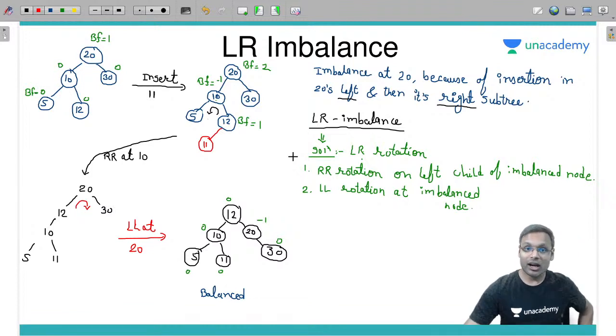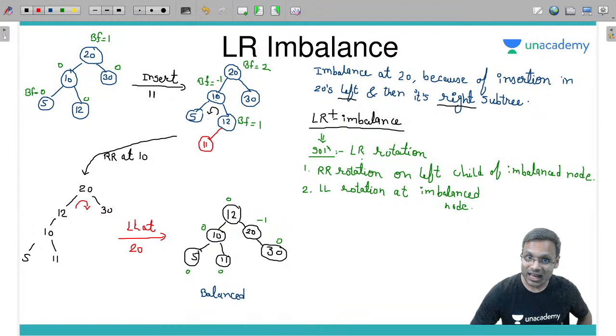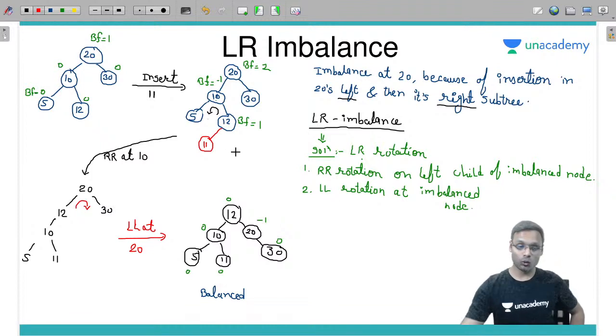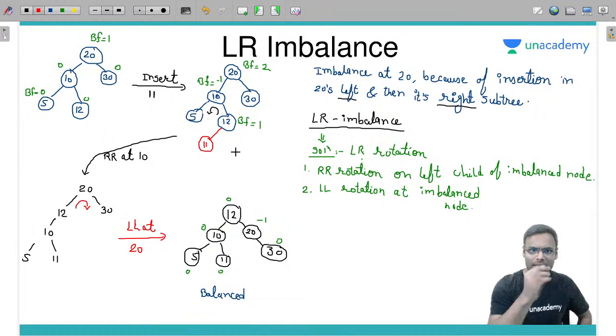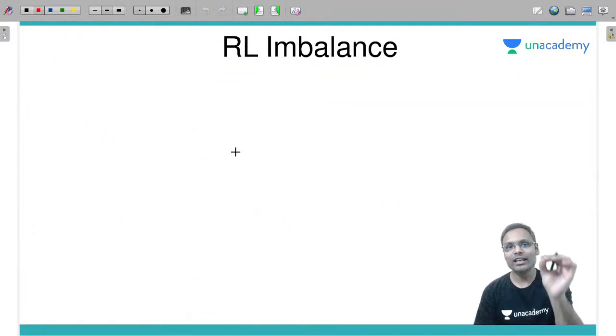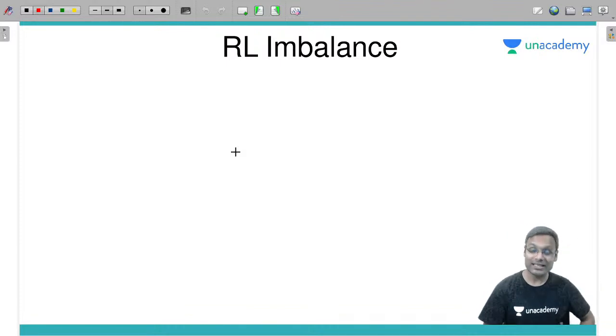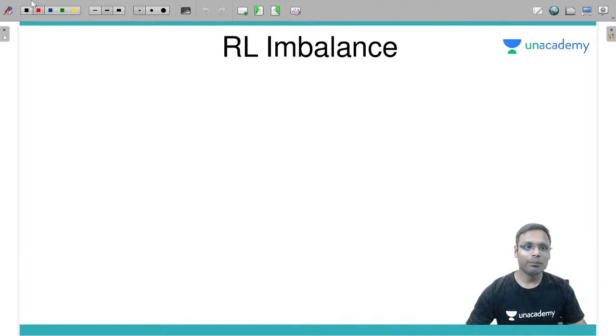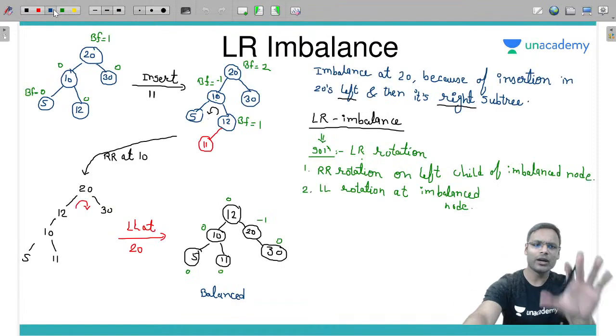So remember how you can remember: if it is LR imbalance, first of all, second character RR rotation at left child of imbalanced node, then LL rotation at imbalanced node. If you understood this example, then the other one, this one RL, will be very easy for you. बहुत आसान हो जाएगा. कैसे? I will explain रे बाबा, मैं बताता हूं. This will be just a replica of what we have seen here.